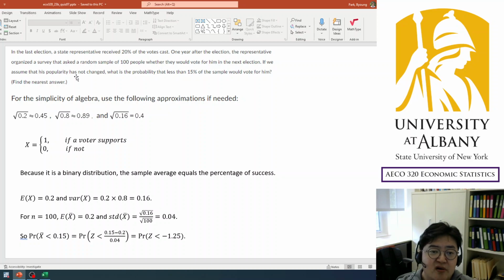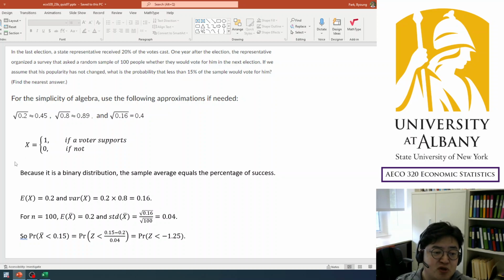So here, we are assuming that his popularity has not changed. That means still 20% of voters would vote for him. But when you survey 100 people, you may be very lucky to meet all the supporters in your survey, or you may happen to meet a lot of people who don't like him, right? The randomness is coming from the sampling of 100 people. Then let's translate this question into our setup.